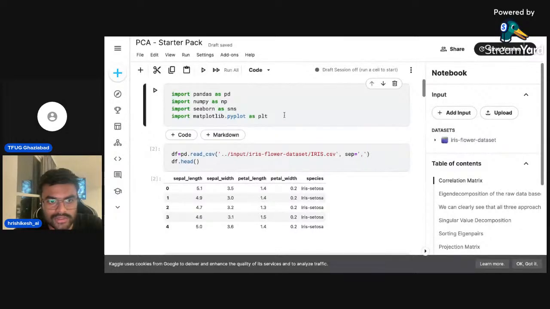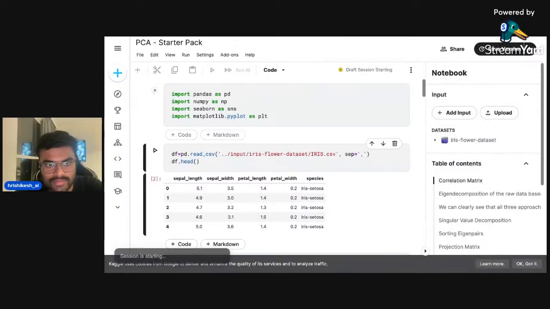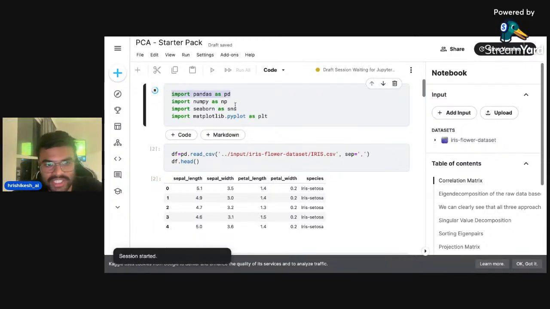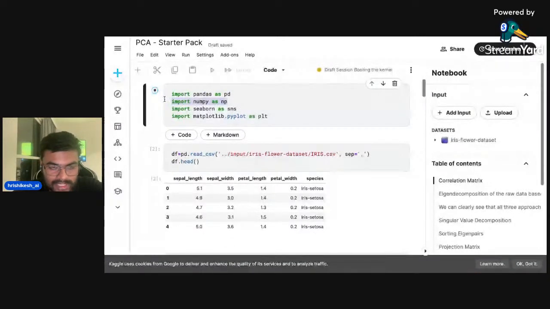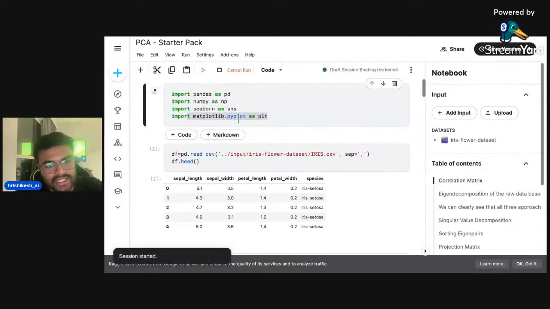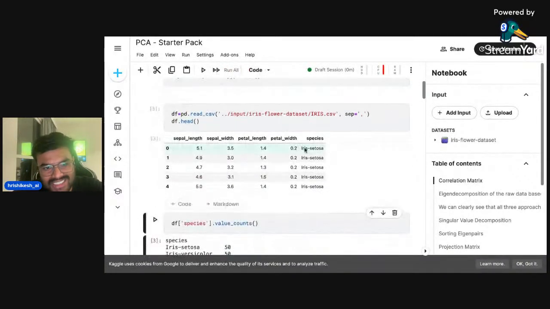Okay, cool. After starting this, we'll import a few modules here. Pandas for data manipulation. NumPy is very useful here because many mathematical calculations are present. Seaborn and Matplotlib are for data visualization. There is the iris flower dataset, which we were talking about, with sepal length, sepal width, and petal length.